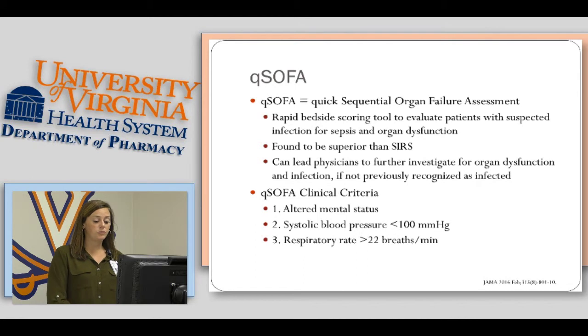And the qSOFA clinical criteria are altered mental status, a systolic blood pressure of less than 100 millimeters of mercury, and a respiratory rate greater than 22 breaths per minute. So patients who meet these criteria show evidence of sepsis and organ dysfunction. And a higher qSOFA score is associated with an increased probability of mortality and/or prolonged ICU stay if patients are in the ICU. And UVA hasn't made the transition to incorporating this new scoring system into our sepsis response as of now, but I think that will be coming.